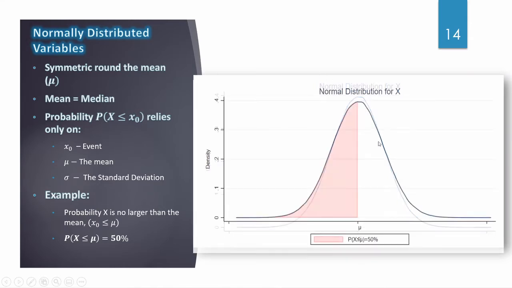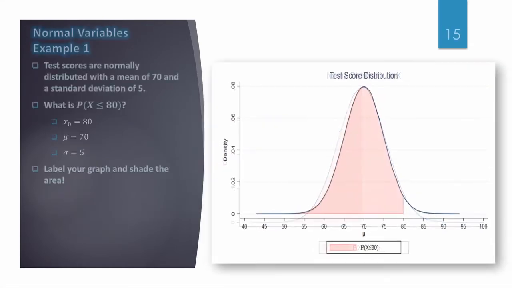And since we know that the mean is equal to the median, the probability of seeing something less than the median is 50%. All right, so that's what we're going to be doing here: we're going to be trying to write out the problem we're interested in, and I'm going to encourage you to graphically shade these areas in as we go through these problems.